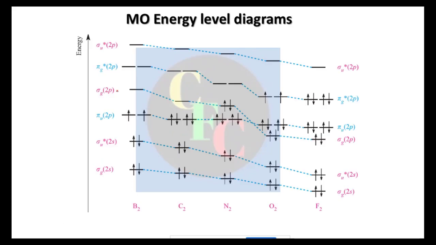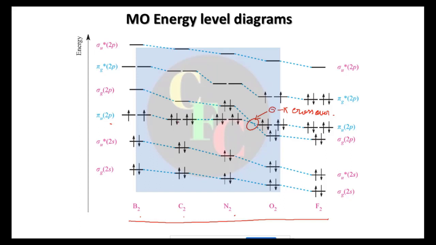Now this is the overall picture from boron to fluorine. Here the sigma pi crossover is taking place. This is the sigma pi crossover, right? The sigma is going down and pi is coming up. This is our picture for boron, carbon and nitrogen.